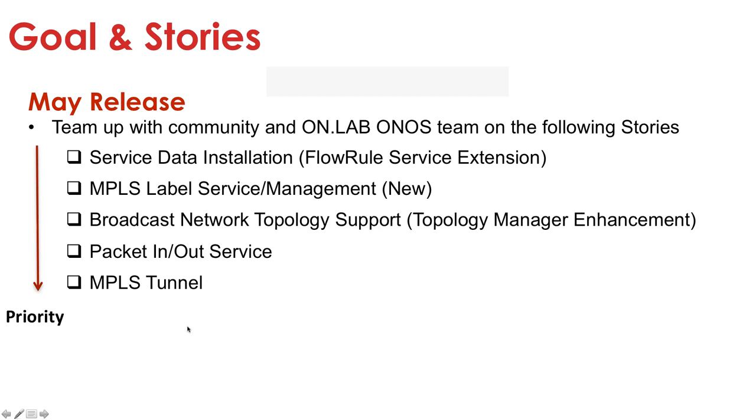So the fifth one is the MPLS tunnels. We want the MPLS tunnel provisioning APIs from the ONOS network, APIs, sorry. So the priorities are from the top to the bottom.